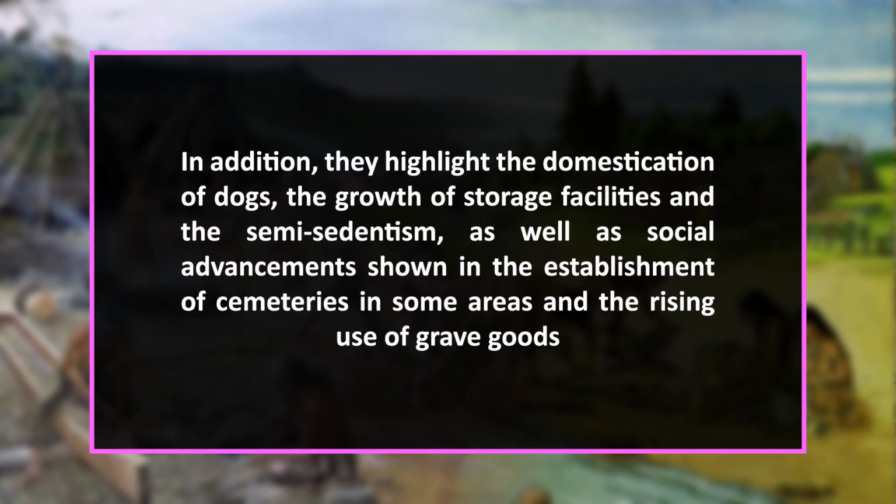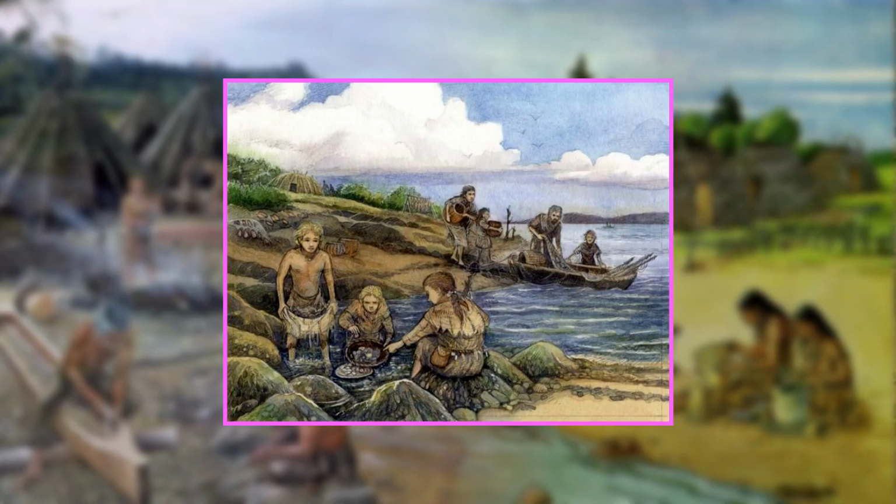In addition, they also highlight the domestication of dogs, the growth of storage facilities and semi-sedentism, as well as social advancements shown in the establishment of cemeteries in some areas and the rising use of grave goods. A larger degree of sedentism, mainly concentrated on fishing, was also made possible by the economic and technological advancements of the Mesolithic period. Differentiation of activities in both public and family spaces inside a settlement is more noticeable than before.